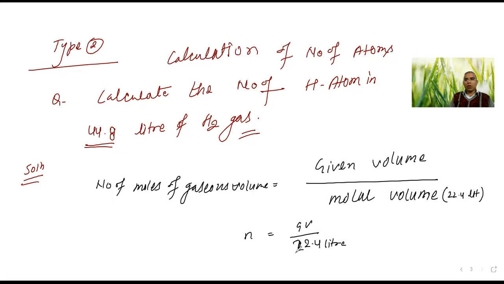So N is equal to, see, given volume is there. Calculate the number of hydrogen atoms in 44.8. So we can mention it here: 44.8 upon 22.4 liter. Liter is downside, liter is upside, liter is cancelled out. So the value will come to 2 mole. So that is the N value we got: 2 mole.